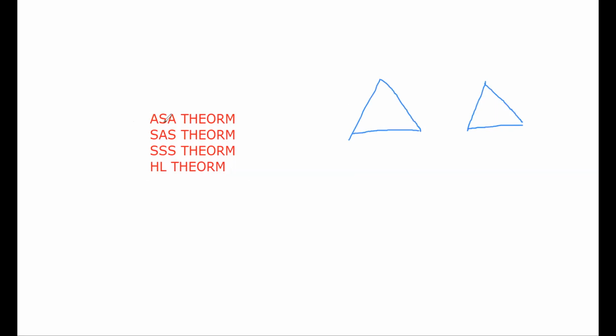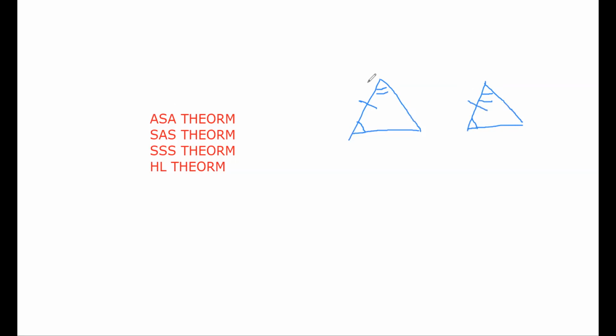The first law was ASA. ASA means if I have 2 angles in both triangles equal and one included side. It's very important to understand that the side is written in between, not haphazardly, because it's included between the 2 angles. Where is the side between the 2 angles? This side. So if this side is equal to this side and these 2 angles are equal, you can say that these 2 triangles are congruent using the ASA theorem. If another side was equal, not this one, are they congruent? No, it should be an included side.